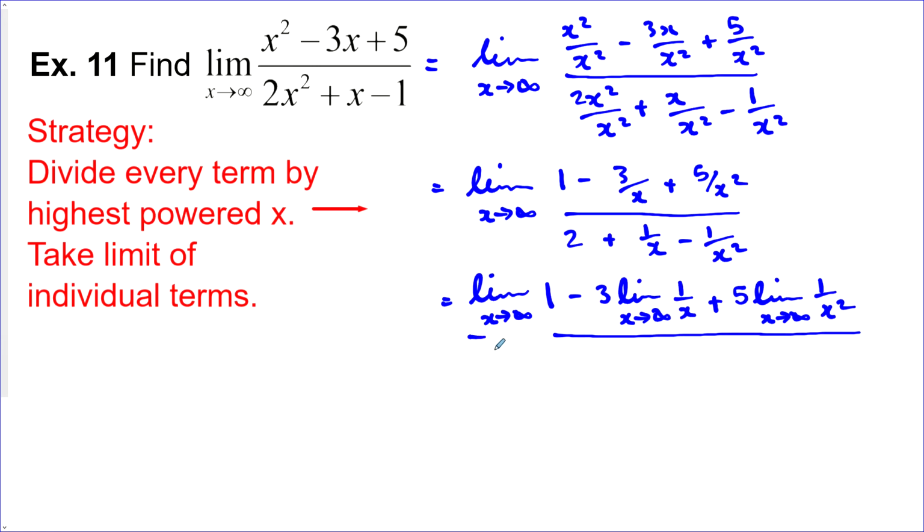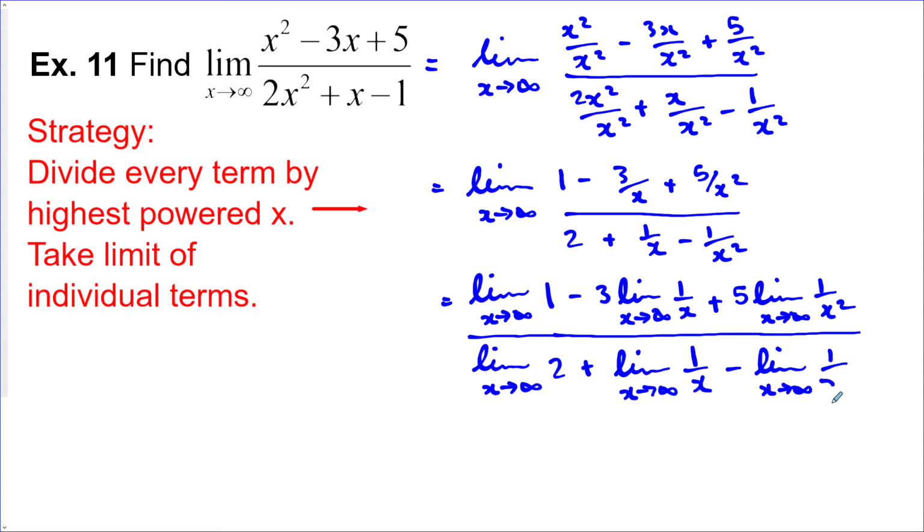In the denominator, I've got the limit as x approaches infinity of 2, plus the limit as x approaches infinity of 1 over x, and finally the limit as x approaches infinity of 1 over x squared. Now, given the result that we found last time, this limit here is going to go to 0. This limit here is also going to 0. Same with this one, same with this one.